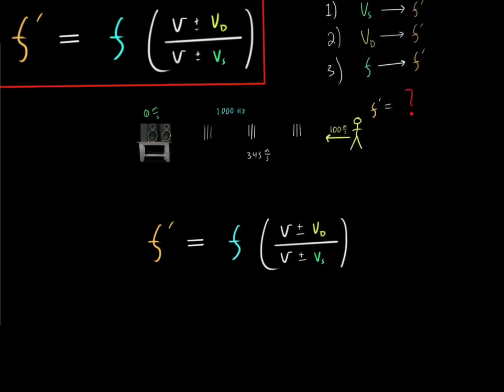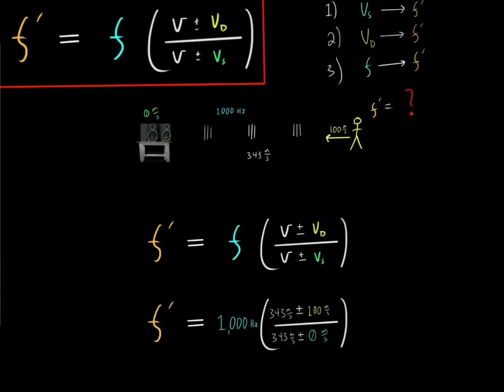However, now let's do a difficult example. So let's say the velocity of this speaker is 0 meters per second. It's stationary. Let's say it's programmed to create sound at a frequency of 1,000 hertz. Let's say the velocity of the sound is 343 meters per second. But let's say the velocity of this detector, this guy detecting sound, is 100 meters per second running towards the sound. In this situation, what's going to be the frequency of sound perceived by this detector?